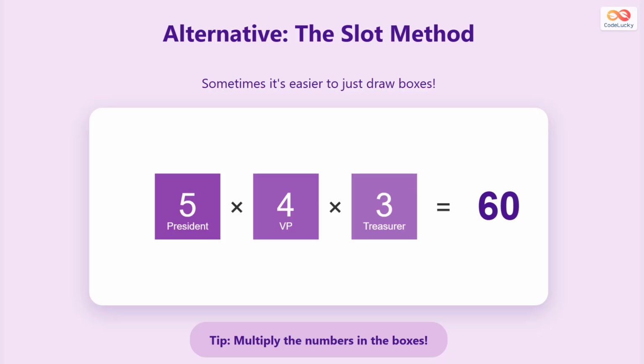If you forget the formula, use the slot method. Draw a box for each position you need to fill. For the president, you have 5 choices. Once one is picked, you have 4 choices left for vice president, then 3 choices left for treasurer. Just multiply these numbers. 5 times 4 times 3 equals 60. It works exactly the same way.